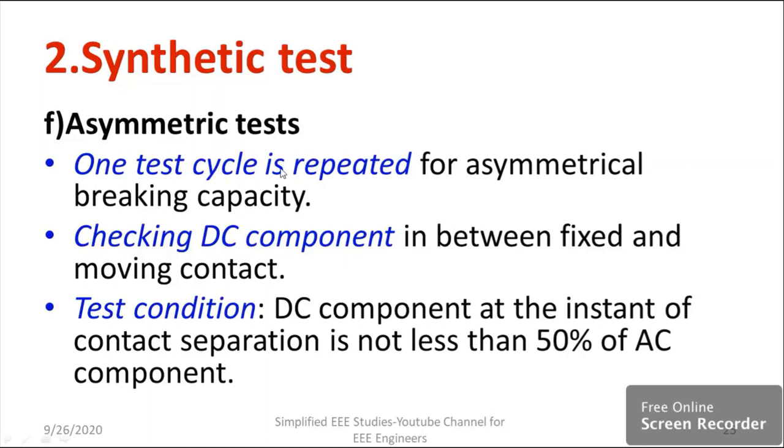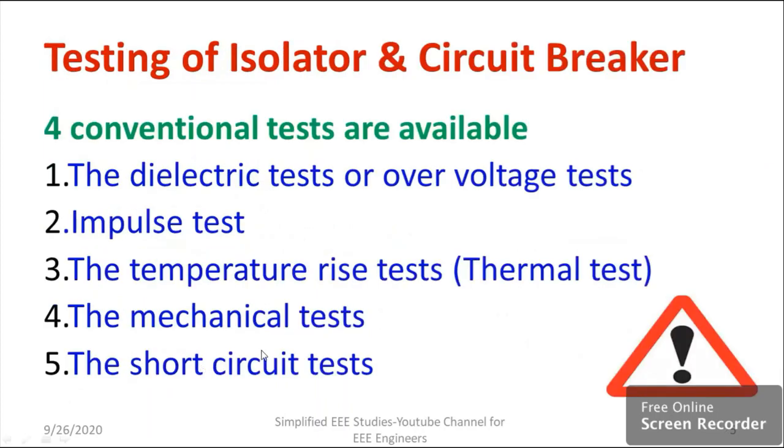Okay, now let us conclude. Initially, we understood the importance of isolators and circuit breakers, and the operation of isolators and circuit breakers. Thereafter, I explained the importance of insulation level for both the switching devices. Initially, I mentioned there are four conventional tests: dielectric test or overvoltage test, impulse test, temperature rise test, and mechanical test. In addition to that, one more important test is available, known as short circuit test. It has several procedures. It is somewhat advanced compared to the conventional type of test.